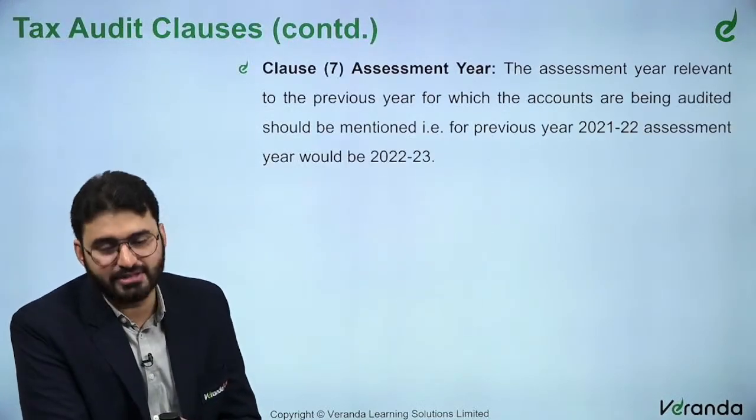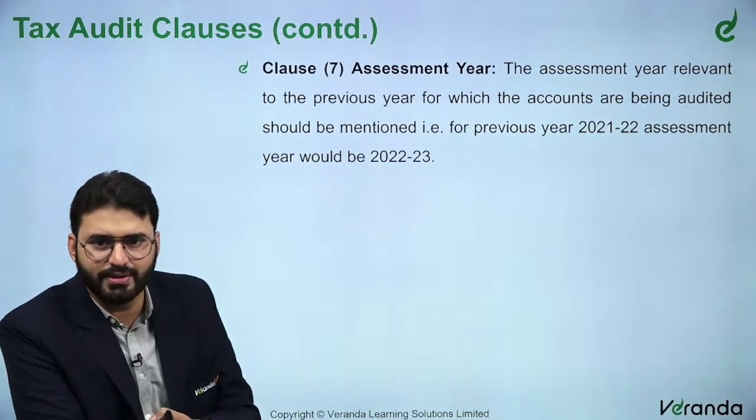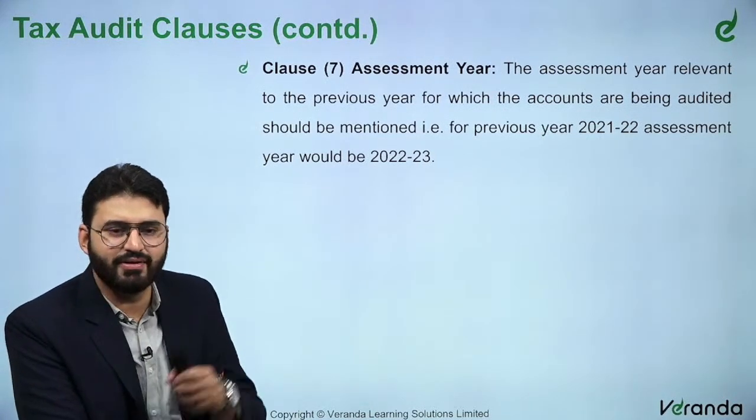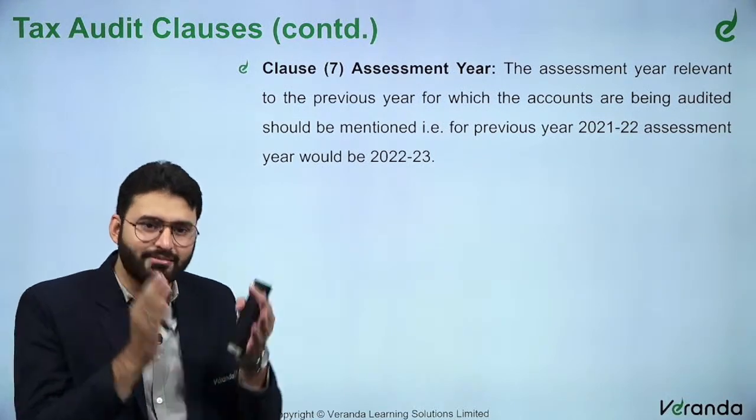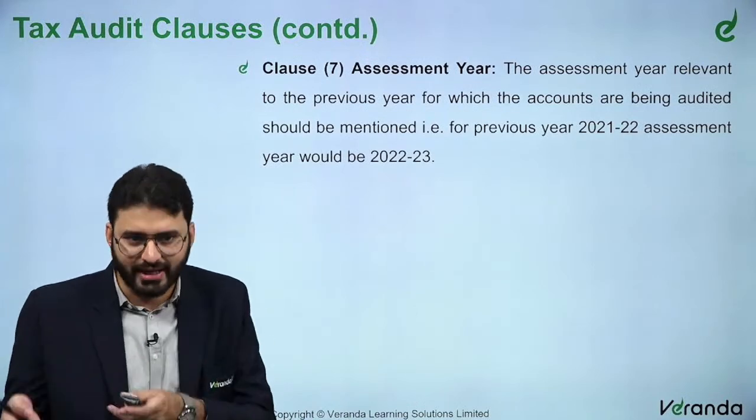Clause 7 is the assessment year. Similar to the previous year, there will be an assessment year. So, 21-22 as previous year, 22-23 will be the assessment year. What is this assessment year? The meaning of assessment year is that the income of the previous year will be assessed in that particular year. That's why it's called the assessment year.